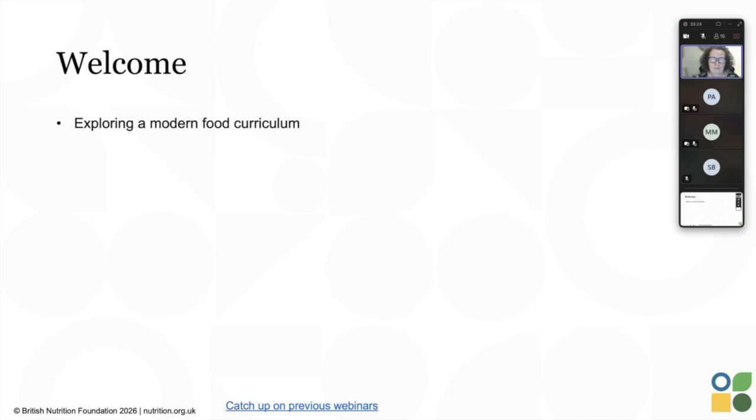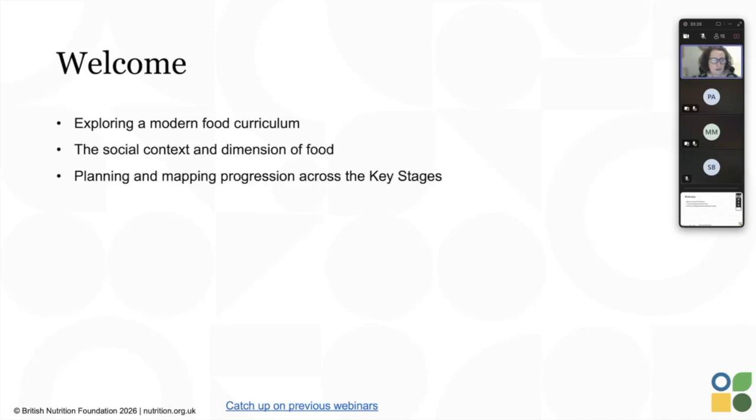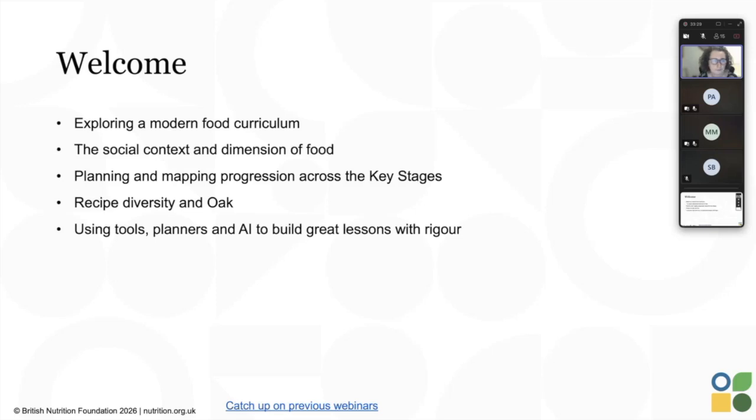A little bit about what we're going to cover. We're going to look at exploring a modern food curriculum, the social context and dimension of food, which I think is always a really interesting aspect of what we teach, planning and mapping progression, recipe diversity, using tools, planners and AI. And actually, I'm really looking forward to the AI section that Roy's going to go through today. Reviewing your CPD opportunities, because there's a lot of other things that you could be doing around your own CPD for food education, but particularly with Oak. And then next steps.